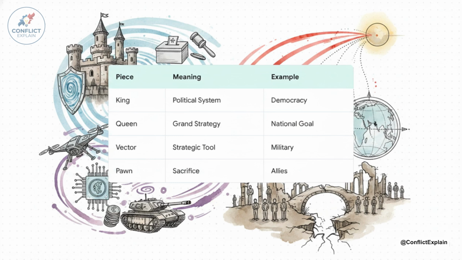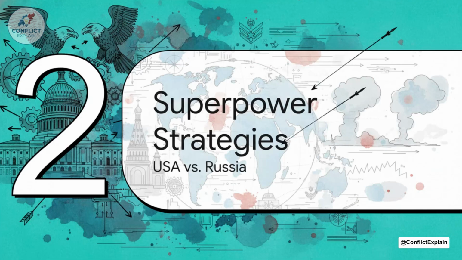And finally, the pawns. In grand strategy, pawns are often smaller allied states or global infrastructure networks. A major power is entirely willing to sacrifice a pawn, let an ally take a hit or let a trade route get severed, if it means protecting their king and advancing that all-important queen. Section 2. Superpower strategies, the US and Russia.